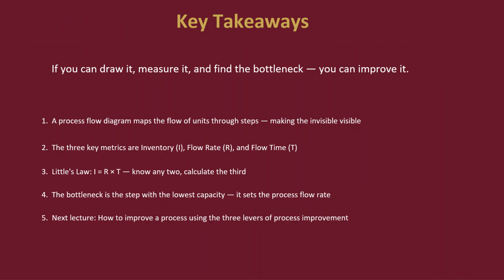Let's pull it all together. 5 takeaways are on the screen. 1. A process flow diagram maps how units move through steps, making the invisible visible. 2. The 3 key metrics are inventory, flow rate, and flow time. 3. Little's law says inventory equals flow rate times flow time, so knowing any two gives you the third. 4. The bottleneck is the step with the lowest capacity, and it sets the flow rate for the entire process. 5. If you can draw it, measure it, and find the bottleneck, you can improve it.